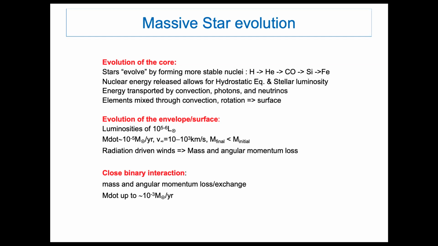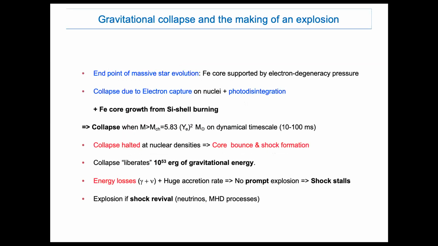In binaries, you have the possibility of an interaction with the companion and transferring mass at a much larger rate, 10^-3 solar masses per year, either stably or dynamically. And so there's potential for losing a lot more mass.